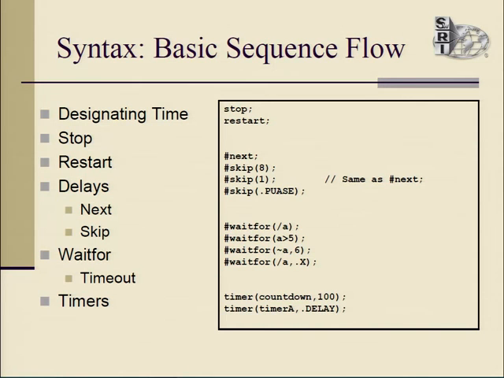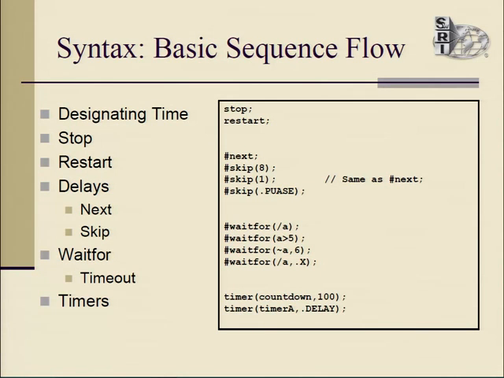The wait for statements indicate that the flow of events should wait until this event is true. So at the top there you see the wait for a rising edge on A. Wait until you see the input port A rise from 0, and then proceed in the sequence. This wait for operator can have a timeout.